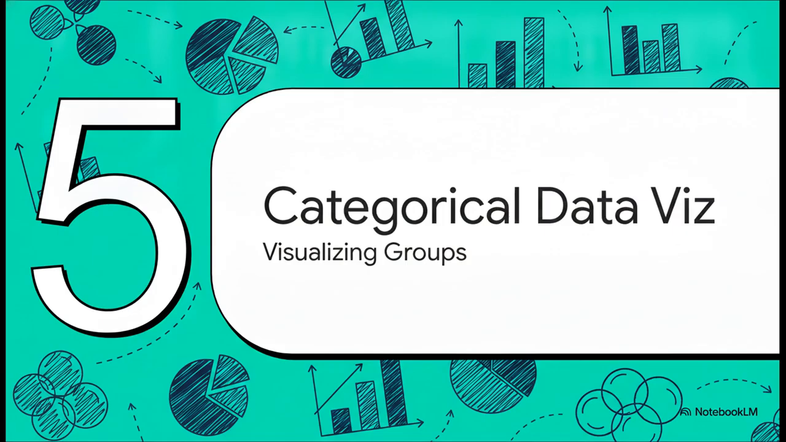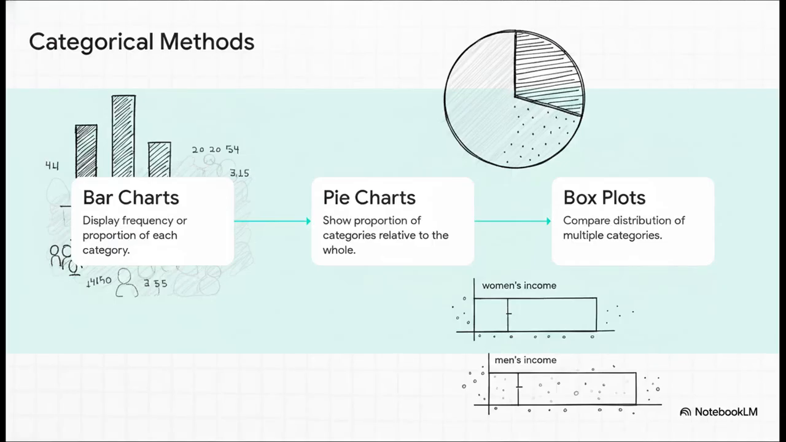Okay, before we wrap up today, let's shift gears slightly to section 5, visualizing categorical data. This is how we handle qualitative groupings. When we aren't dealing with continuous math, but rather discrete groups, we turn to these tried and true methods. We can definitely still use bar charts, but this time we use them to show the frequency of a category. Like, say, how many married versus unmarried applicants are in a dataset.